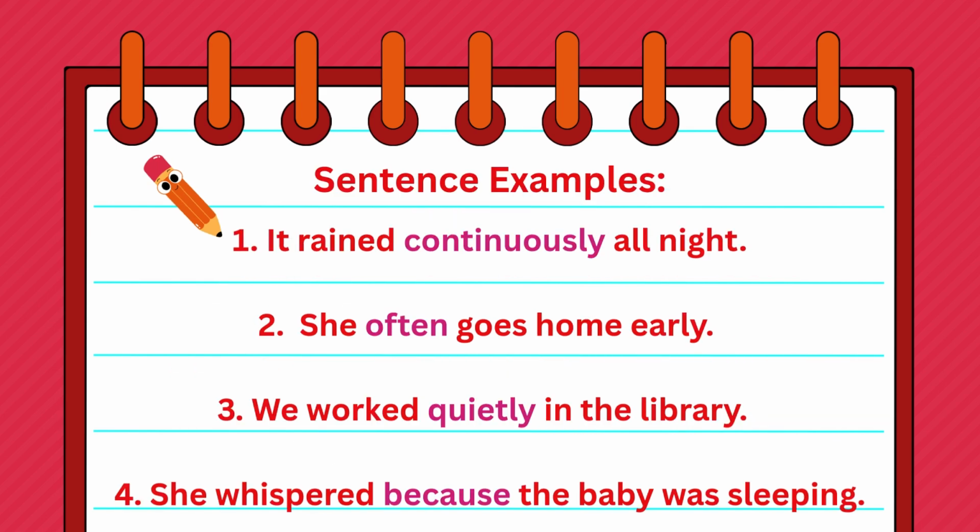Let's move on. Sentence examples. Let's see how they are used in sentences. Sentence number one: it rained continuously all night. How did it rain? It rained continuously all night. Sentence number two: she often goes home early.